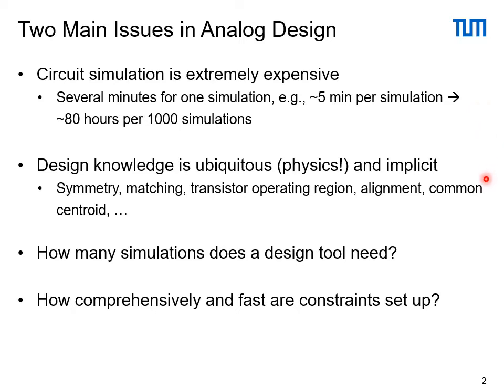The next issue is that the design knowledge to be incorporated in the design is ubiquitous. It comes from the physics of the devices, it comes from the physics of the process technology, and even worse, it's implicit. It's in the brain of the designer. So you have constraints like symmetry, matching, the operating regions of transistors. For the placement, you have to think about alignment, common centroid, interdigitation, whatever.